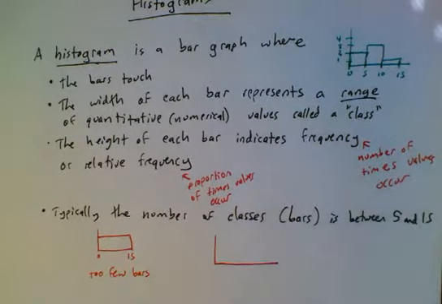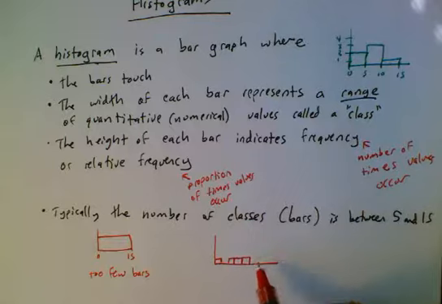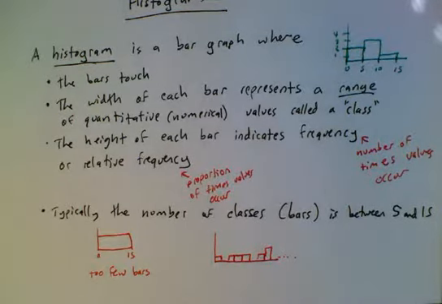Whereas if we said, okay, every single value is going to get its own bar, then we might have something that looked like that, and that's not really very useful either. It's basically just listing the numbers in order.